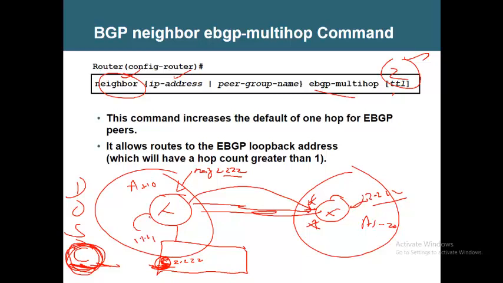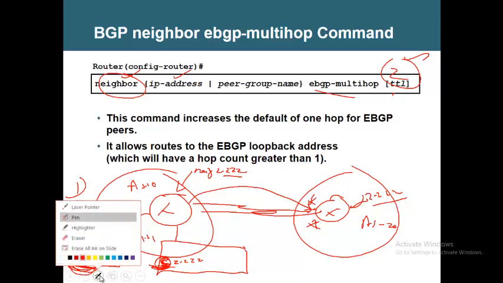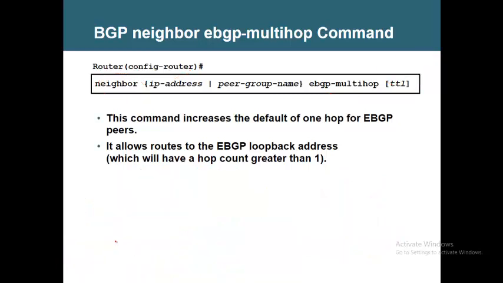Fine. Now, what is really happening when you give this command, ebgp-multihop 2? When you say ebgp-multihop 2, the outgoing TTL of the packet changes. There are two things for a neighbor. When a packet is sent, there's going to be a TTL value.